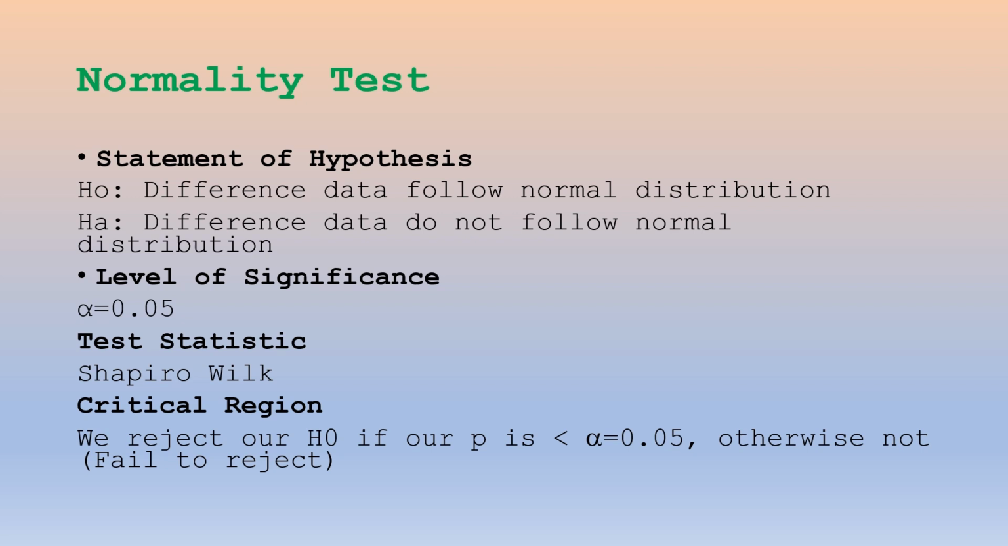Before performing the paired t-test, we check normality of the differences data using the Shapiro-Wilk test. Null hypothesis: data follows the normal distribution, and alternative hypothesis: data does not follow the normal distribution. Decision rule: if p-value is less than 0.05, we reject the normality assumption.